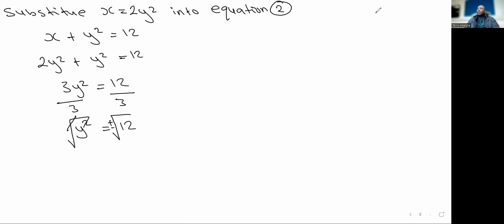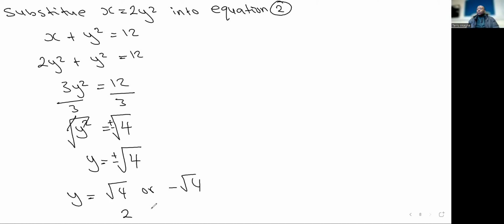Sorry, I think here 12 divided by 3 is 4. So that'll give me 4. So y is going to be equal to plus or minus the square root of 4, and therefore y is going to be equal to plus square root of 4 or minus square root of 4, and that will give you 2 or minus 2. All right, so you have y equal to 2 or minus 2.